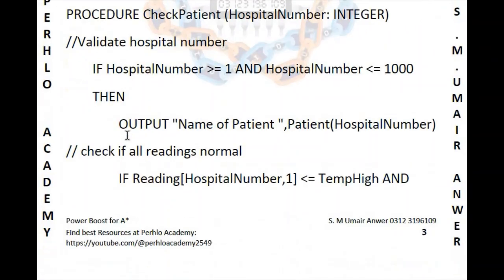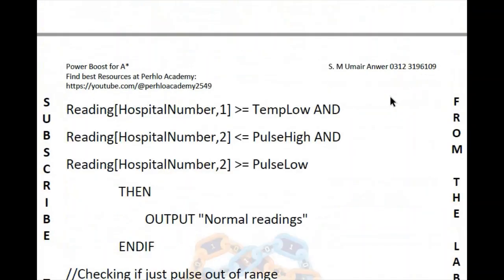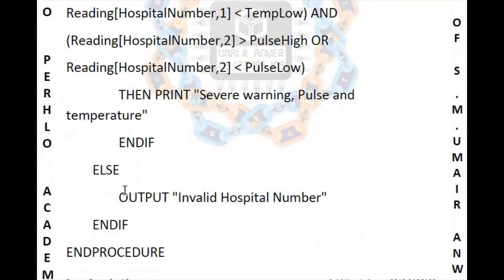This else is for the very first if, that if hospital number is not greater than or equal to 1 and less than or equal to 1000, like if your provided hospital number does not lie within the range of 1 to 1000, then what to do? Then output or print invalid hospital number, and end if and end procedure.